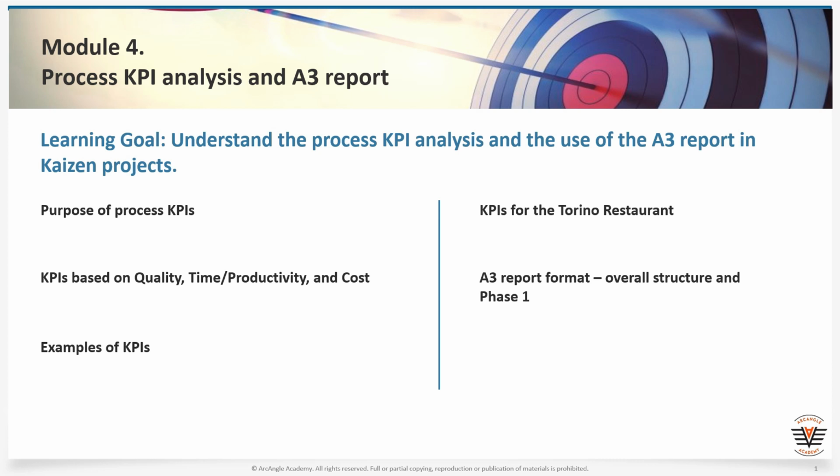documentation tool for Kaizen projects, and recognize the steps involved in creating an A3 report, including problem history, project and goal definition, root cause analysis, solution development, solution implementation, and results tracking. By achieving these learning objectives, you will be equipped with the knowledge and skills necessary to conduct process KPI analysis and effectively utilize the A3 report in your own Kaizen project.